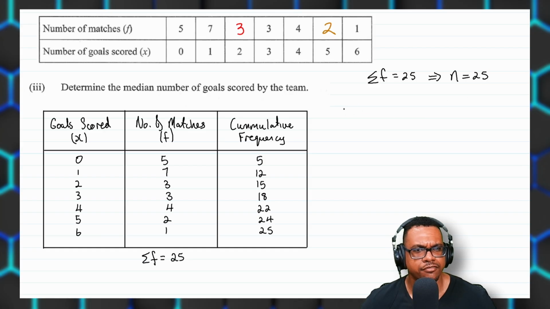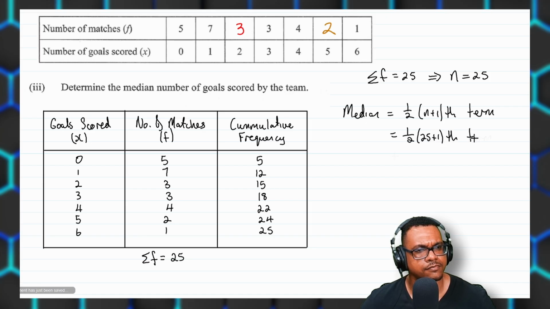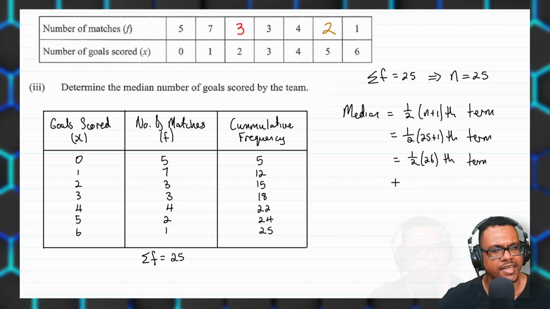Okay? And for my median, it will be equal to the half of n plus 1th term. And of course, n is 25, which is sigma f. So we'd have a half of 25 plus 1, which is 26. So that's a half of 26. And a half of 26 is 13. So the median is going to be the 13th term. So the median is not 13. Okay, it's just the 13th term.